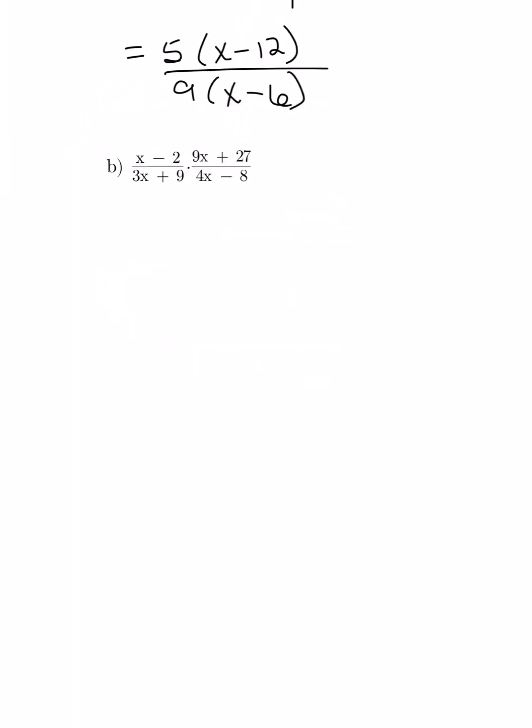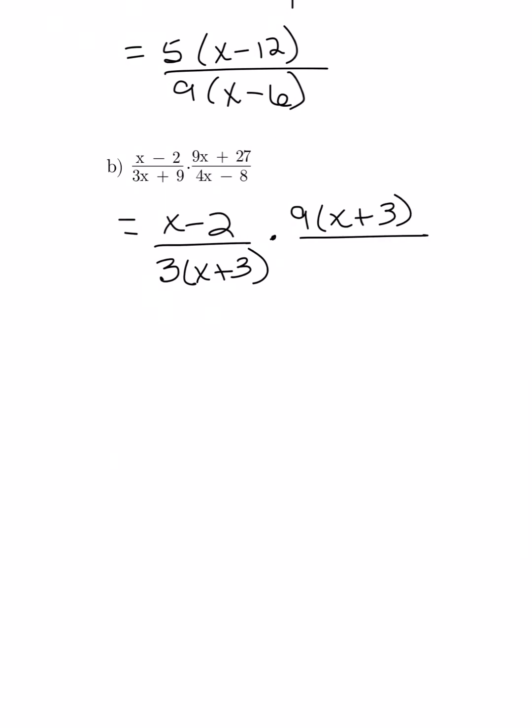For our next example, when we look at the first fraction, x minus 2 does not simplify, so we're going to leave the numerator of the first fraction alone. The denominator will factor into 3 times the quantity x plus 3. Moving to the second fraction, the numerator, we can factor out a 9, and that would leave x plus 3 inside. In the denominator, we can factor out a 4, and that would leave a quantity of x minus 2.